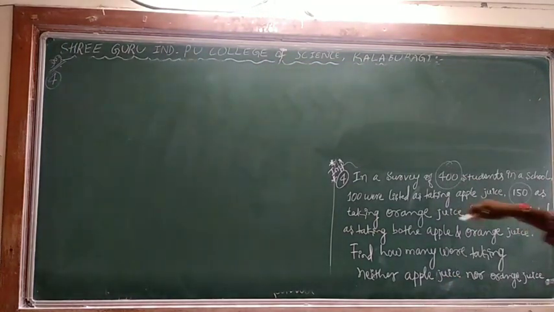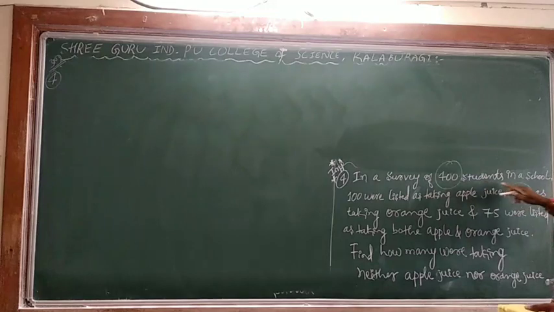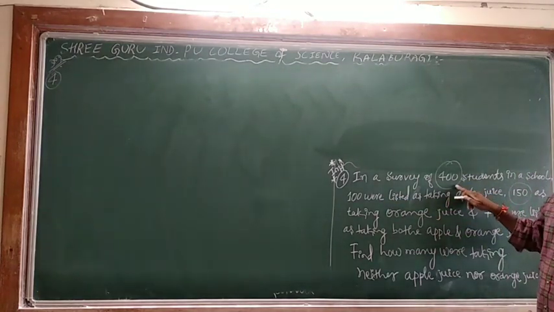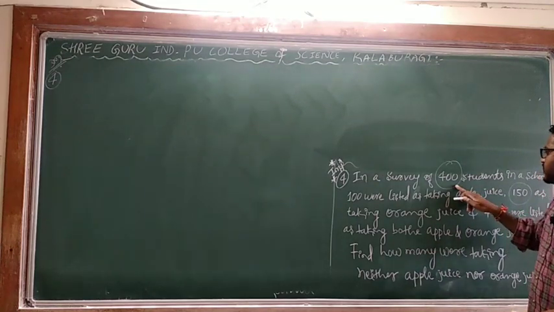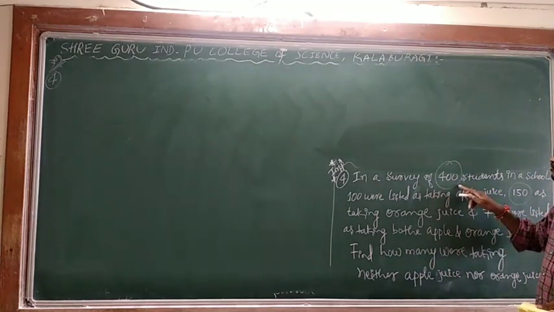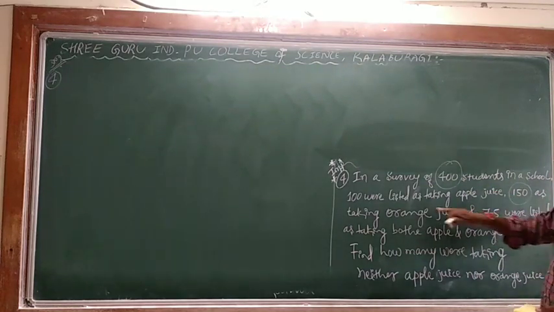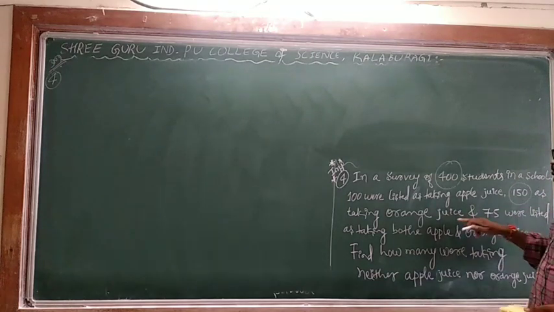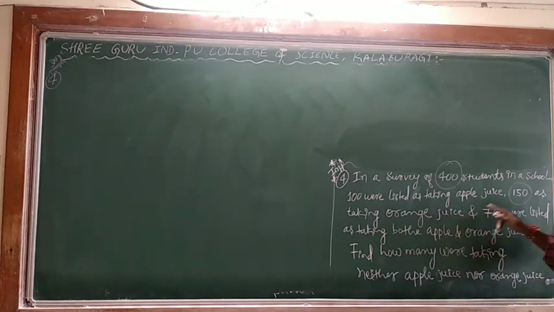Next problem. In a survey of 400 students in a school, 100 were listed as taking apple juice. Means in one particular school they are conducting a survey. Out of that school, how many students are there? 400 students in a school. 100 were listed as taking apple juice, means out of these 400, 100 students are drinking apple juice. And 150 as taking orange juice, means 150 students are taking orange juice. And 75 were listed as taking apple and orange.